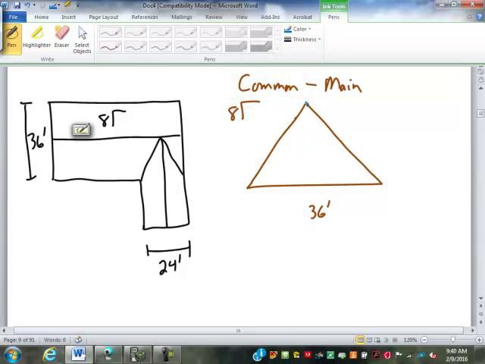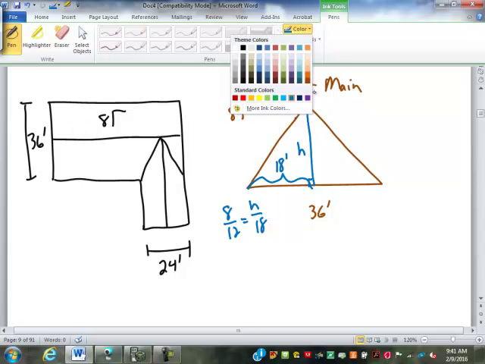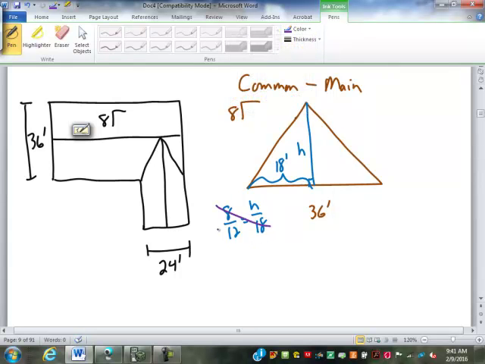We're looking for what? Two parts of this? Height and the length of the common, right? To get the height, we know that this is 18 feet. So it'll be 8 over 12 equals h over 18. Cross multiplying and dividing, 8 times 18 divided by 12 gives us the height is 12. So 12-foot height.